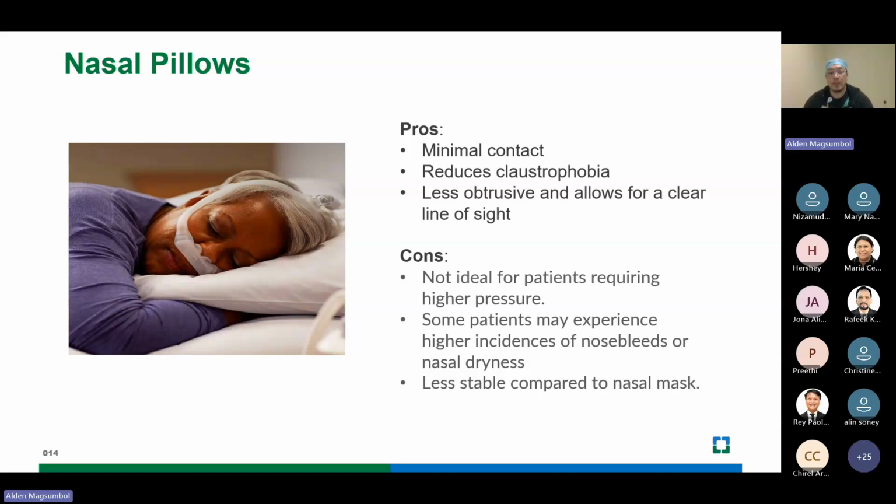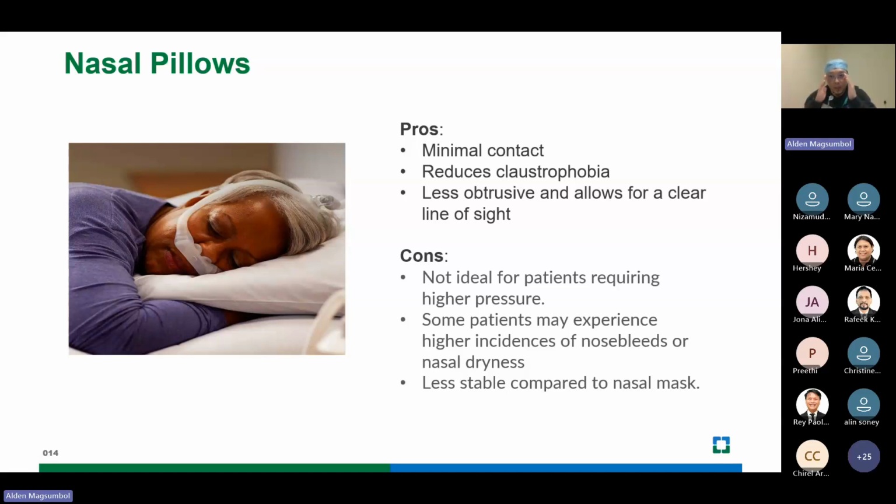The nasal pillows is a minimal contact mask. It reduces claustrophobia and allows for a clear line of sight. Nasal pillows are not so ideal for patients that require high pressure since they direct flow into the nostrils, and this could be uncomfortable for some patients. Some patients may have difficulty controlling leaks as well if they frequently toss and turn. Some patients may also experience higher chances of nosebleed or dryness due to this direct air pressure. So if your patient is not used to breathing through their nose, nasal pillows might not work for them.